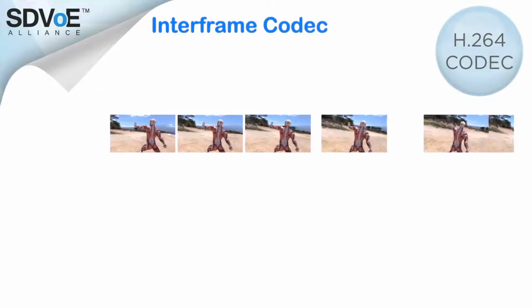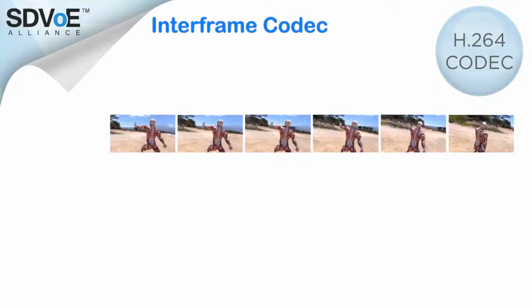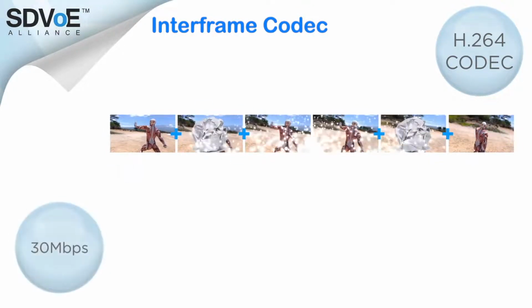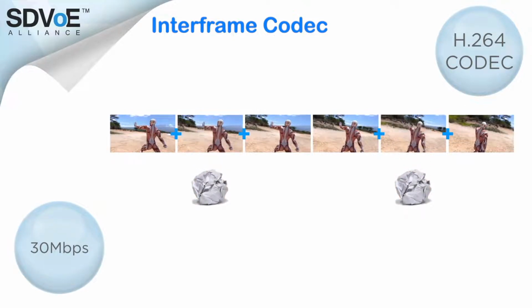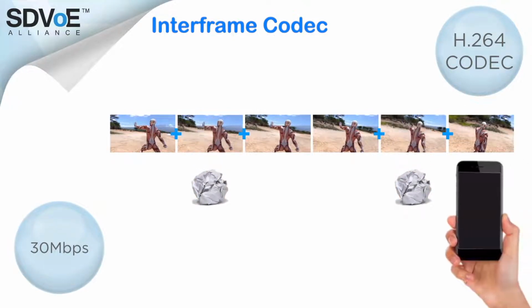Let's shift codecs, and this time we'll use the H.264 codec to send our 4K 444 video stream. H.264 is part of the interframe family, so rather than compress each frame, it cleverly compresses a number of frames at a time, giving it an average bandwidth requirement of around 30 megabits per second, making it the perfect codec to use for wireless and mobile applications. So how does this affect the latency and quality?